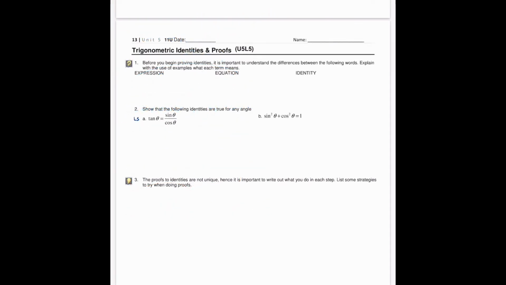Okay, so trigonometric identities, Unit 5, Lesson 5. Question 1: before you begin proving identities, it is important to understand the difference between the following words. Explain with the use of examples what each term means.